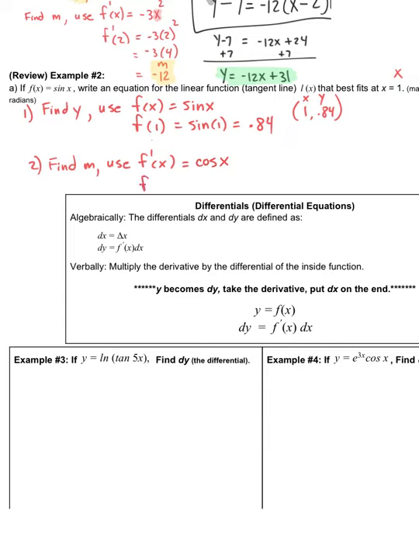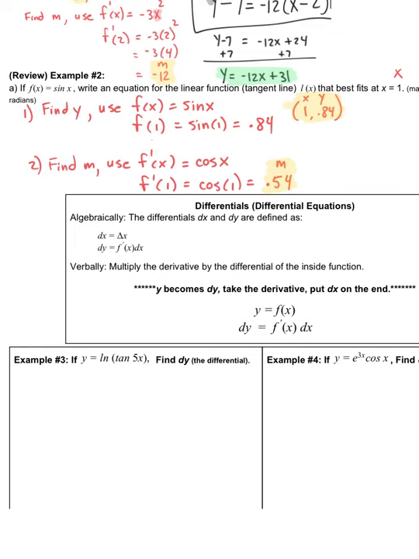So now I plug my given x value 1 into f prime. F prime of 1 gives me the cosine of 1. I go to my calculator, I make sure I'm in radians, and the cosine of 1 is equal to 0.54. That is my slope. So now I can use this point and this slope to write my equation.